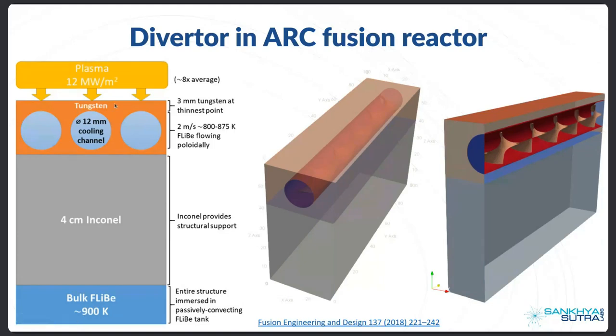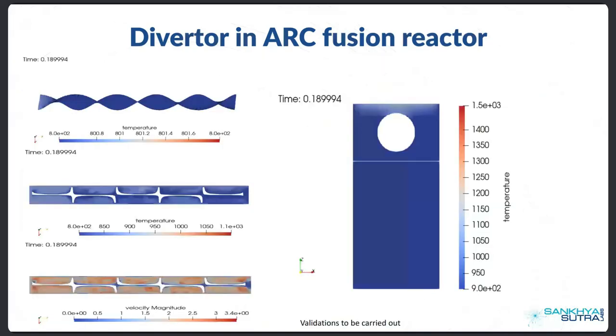We consider the cooling channels as well as the Inconel, and we say that the top portion of this tungsten receives heat at around 12 megawatts per meter square. And with these, the temperature profile and the flow profile in these kinds of simulations can be seen here.